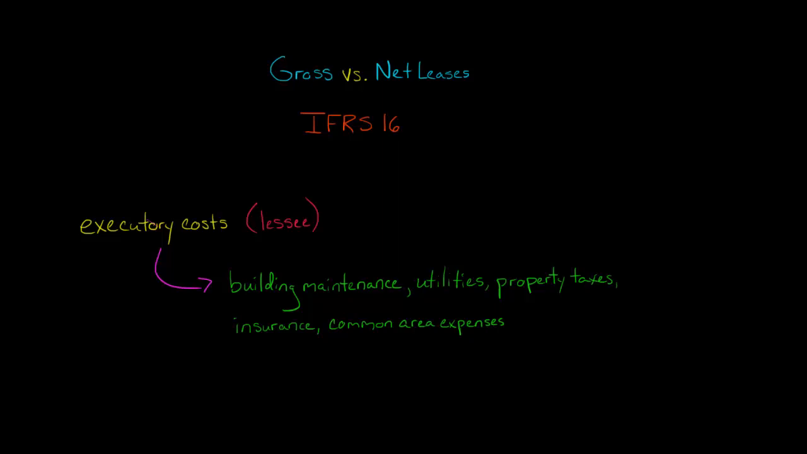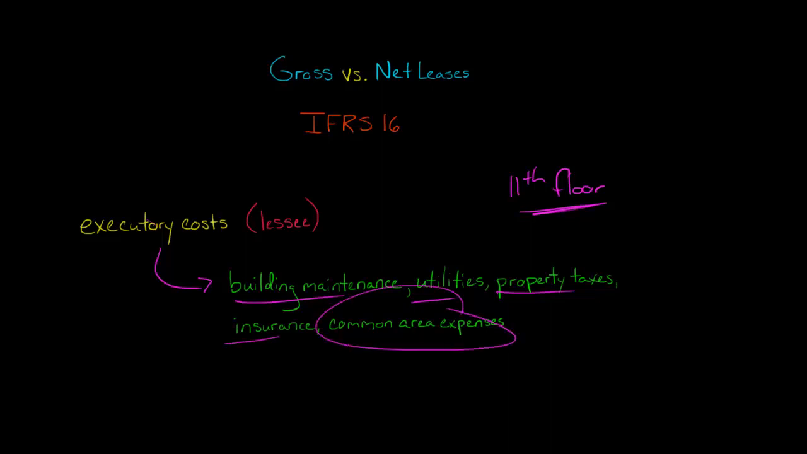Sometimes in a lease agreement, the lessee will be responsible for something called executory costs. Let's say that you're renting out the 11th floor of a building for your company. You're a tenant, there's a landlord, and that landlord incurs building maintenance costs, utilities like electricity, natural gas, property taxes, insurance, common area expenses. Maybe there's an exercise gym in the building and there's some expenses associated with that. And if the landlord is holding you responsible for these costs, they are known as executory costs.